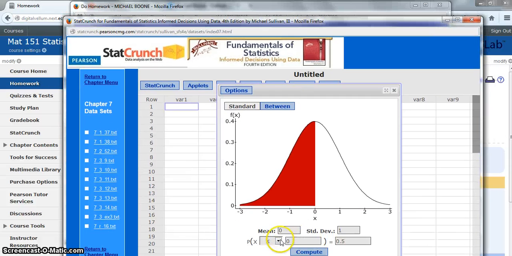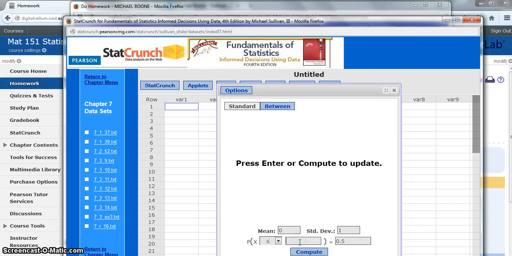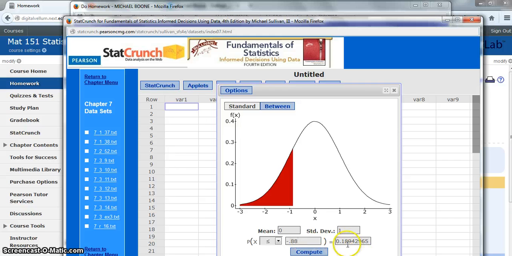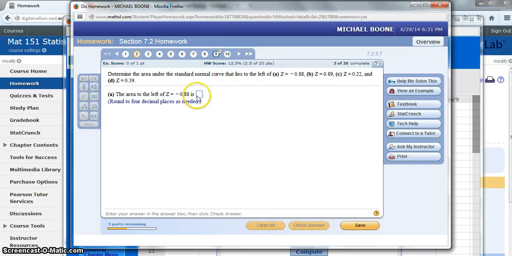So I'm just going to let x be less than or equal to negative 0.88, and it gives me the area to the left. We're just typing in the information and finding what percentage of the population is to the left of a z-score of negative 0.88. So 0.1894 would be my answer here.